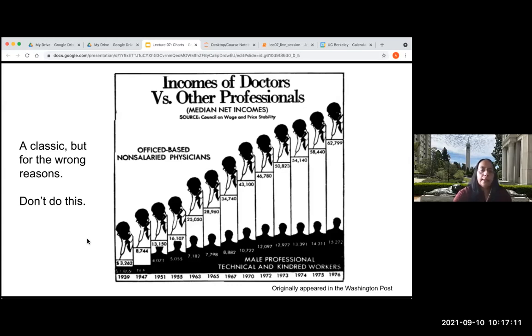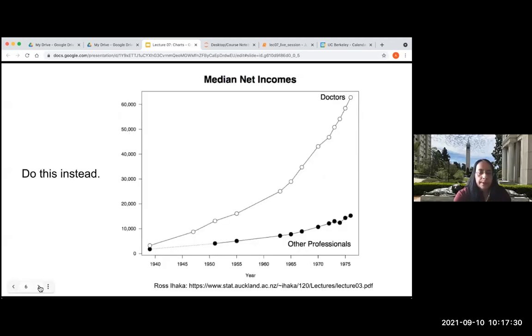If you look at the lower graph here, it's sort of linear. If you look at the upper graph, it also looks linear, except if you actually do what you ought to do, which is draw this simply like this, then you see something quite different. So this is a classic of what not to do, and it has been corrected by many people. This correction is by Rossi Haka.